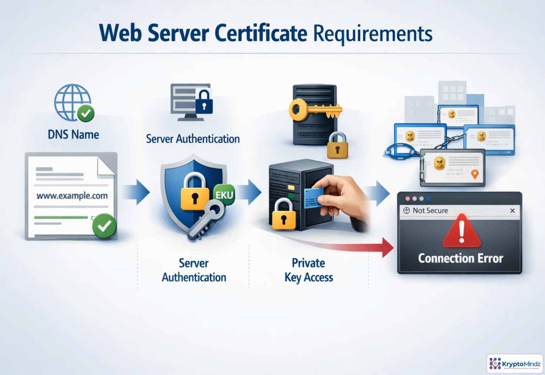For IIS over HTTPS, keep 4 quick checks in mind. First, the certificate's subject alternative name must match the site's DNS name. Otherwise, you'll get name mismatch warnings. Second, it needs the server authentication EKU, so clients know it's allowed to identify a server. Third, IIS must actually have the certificate's private key, or it can't complete the TLS handshake. Finally, clients must trust the issuing CA chain, or they'll flag the connection as unsecure.